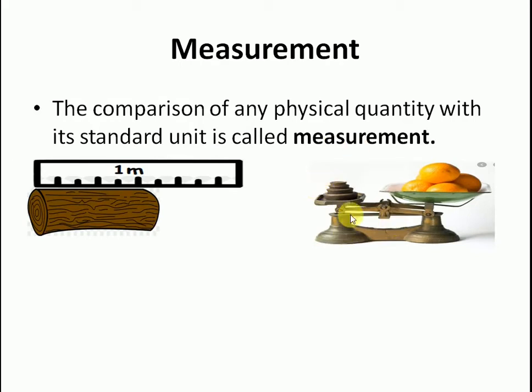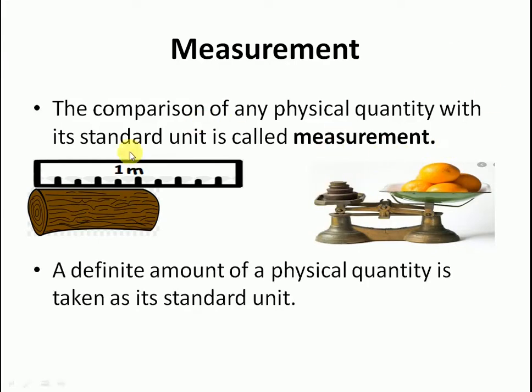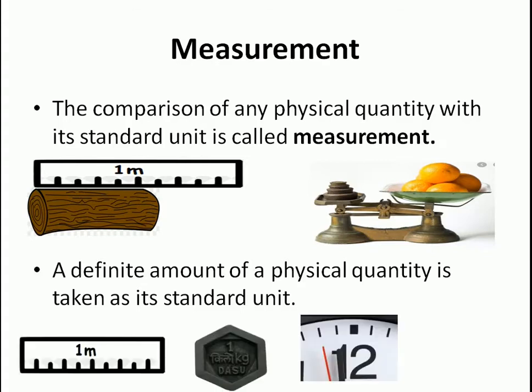While measuring weight also, we compare the weight of the physical quantity with the standard, and this standard is called a unit. So a definite amount of a physical quantity is taken as a standard. Someone else has already decided that much is 1 meter, that much is 1 second, this much mass is 1 kg. So we just compare the physical quantity with that standard. 1 meter is for length, 1 kilogram is for mass, and 1 second is for time. These are the standards, and we use them to measure other physical quantities.